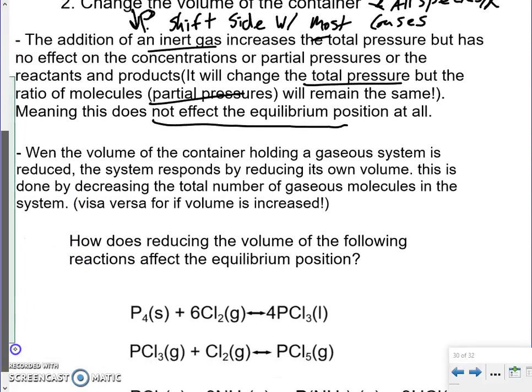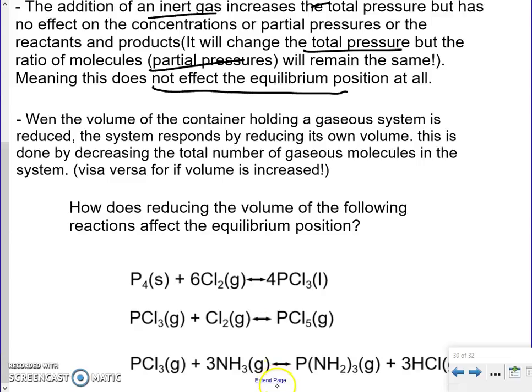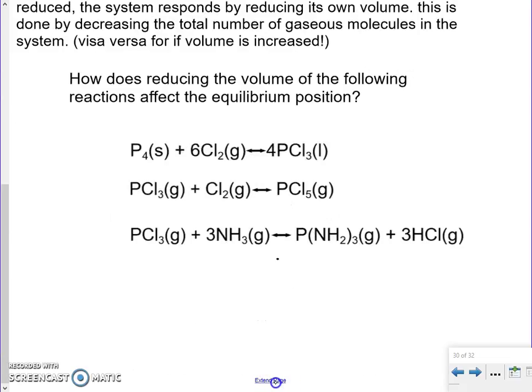We've already talked about volume. Let's come down here and look at these guys. What I want you to do is pause the video in just a second. I want you to tell me what happens if we decrease the volume of this reaction, increase the volume of this reaction, and we'll decrease volume again here. So pause it, come up, see what you think.